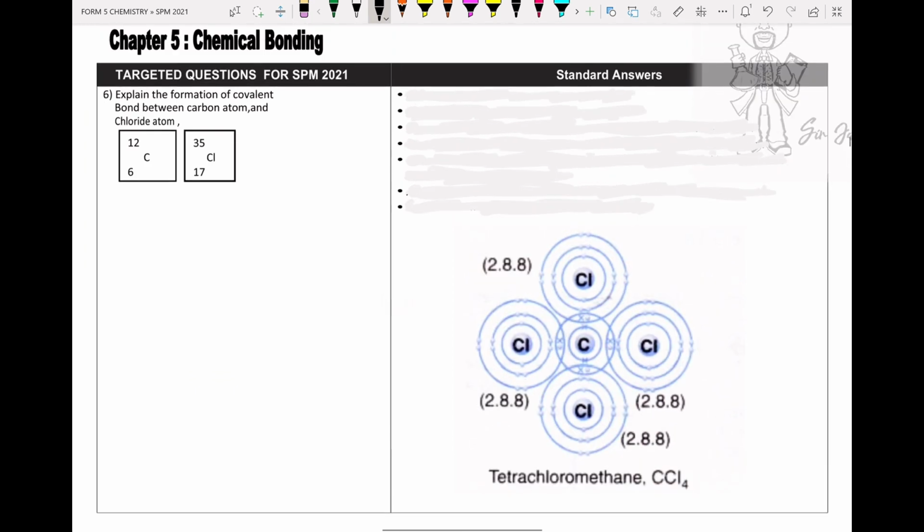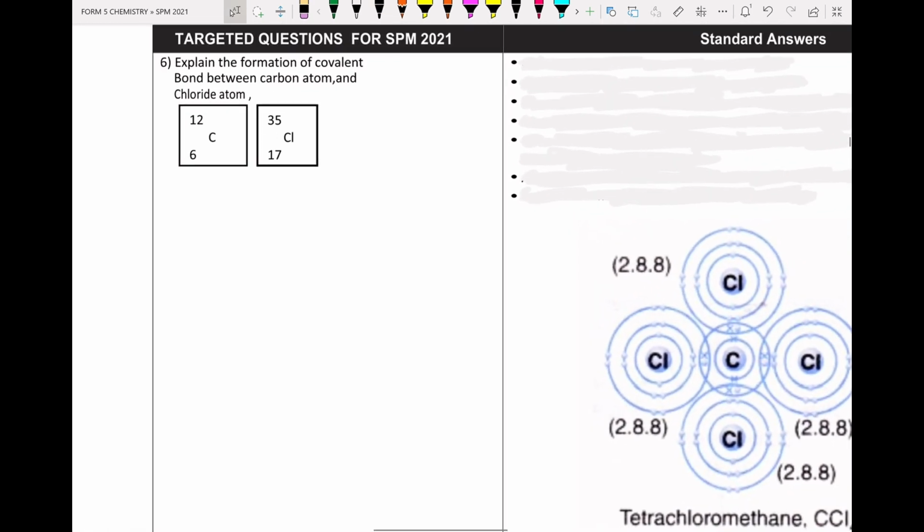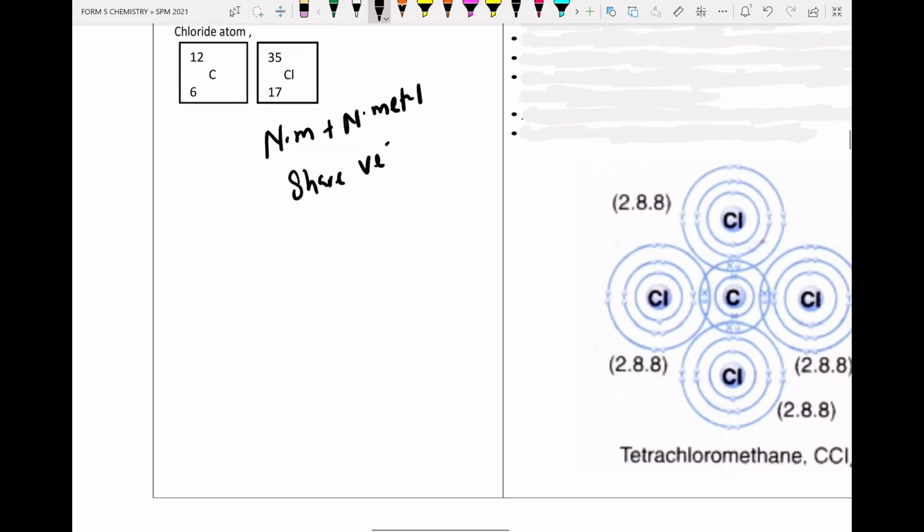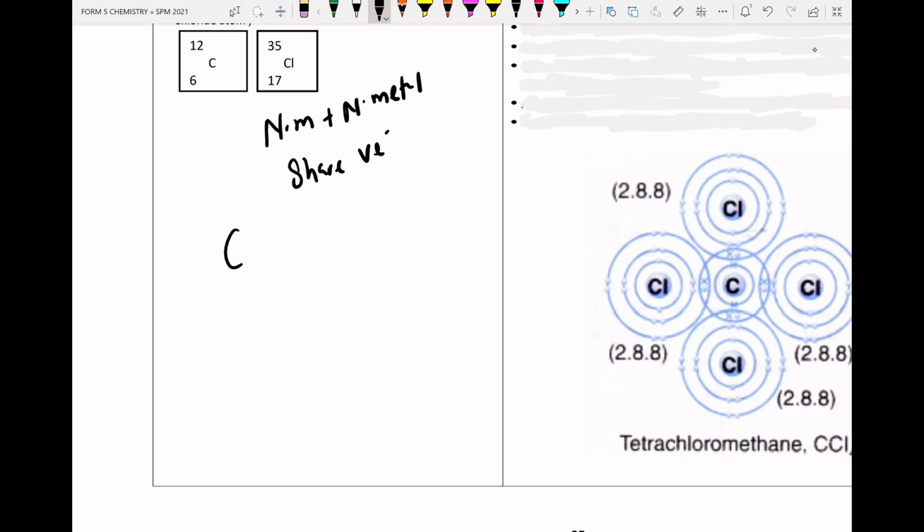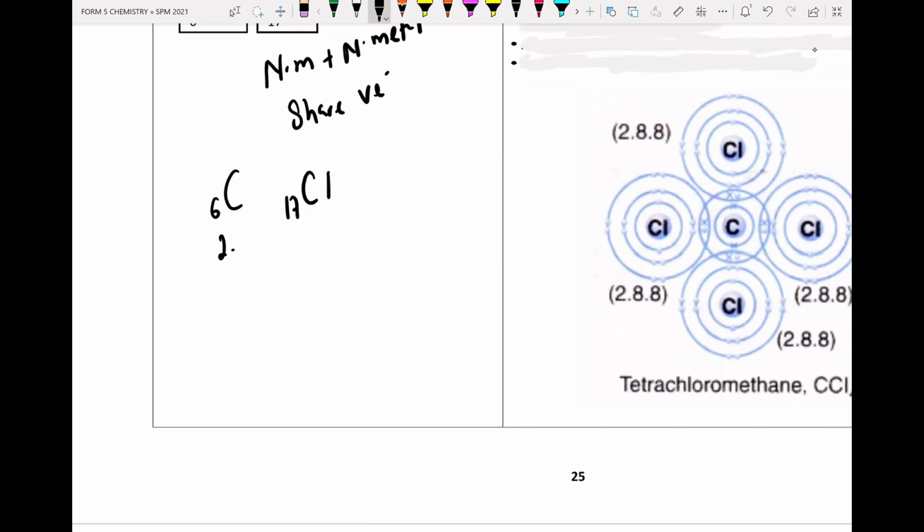Next question will be formation of covalent bonding. Covalent bonding occurs between non-metals, and they will share valence electrons. We have three types of covalent bonding: single covalent bonding, double covalent bonding, and triple covalent bonding. One example of how to get the formula: carbon 6 and chlorine 17. How to get the formula?